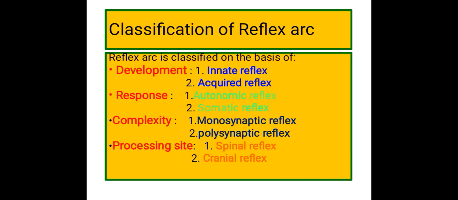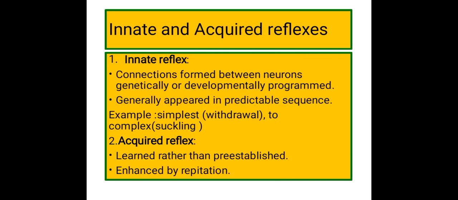The classification of reflex arc. Reflex arc is classified on the basis of development: innate reflex and acquired reflex. Response: autonomic reflex and somatic reflex. Complexity: monosynaptic reflex and polysynaptic reflex. Then processing site: spinal reflex, cranial reflex.